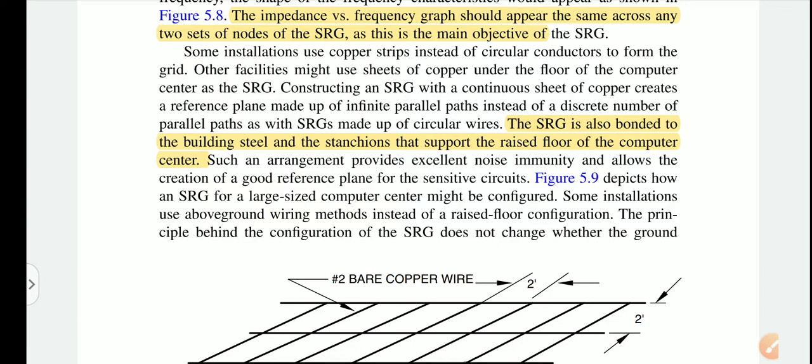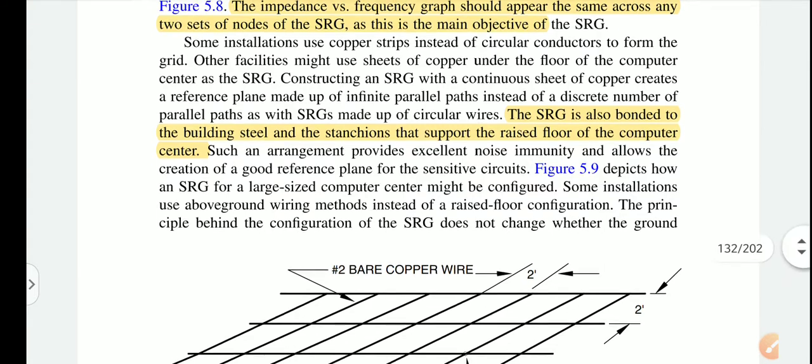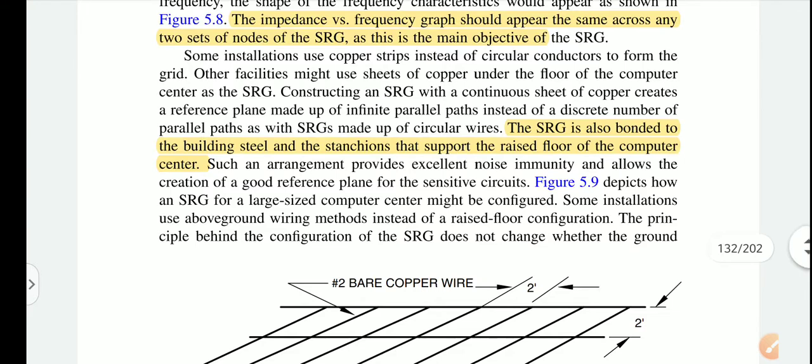What they are saying here is that constructing the SRG with a continuous sheet of copper creates a reference plane made up of infinite parallel paths instead of a limited number of parallel paths, as with the SRG made up of circular wire. So what differs in this continuous sheet? Here the sheet covers the whole ground area, so it creates a lot of parallel paths instead of a fixed number of parallel paths.